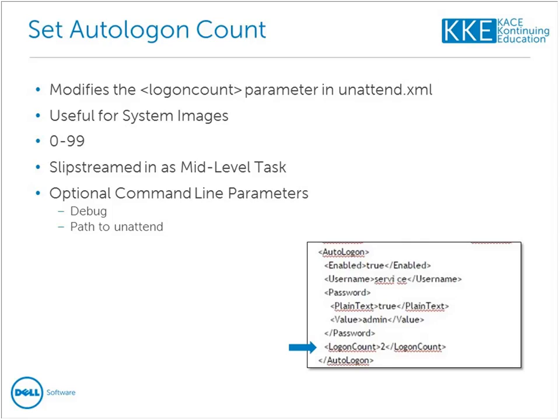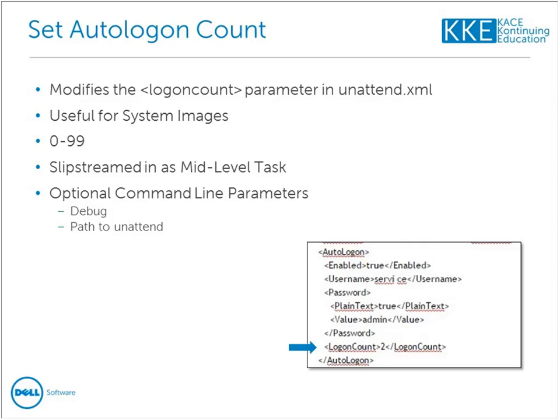So what we do is we have this task that you can import. Again, it's from our deployment workbench. And what that auto logon count will do is it modifies just that one logon count parameter that's in your unattend.xml file. You can change this number anywhere from 0 to 99.